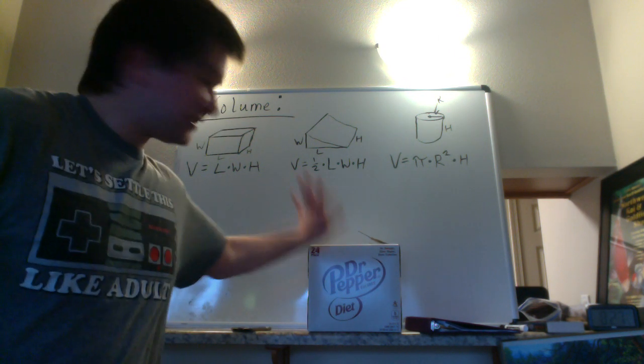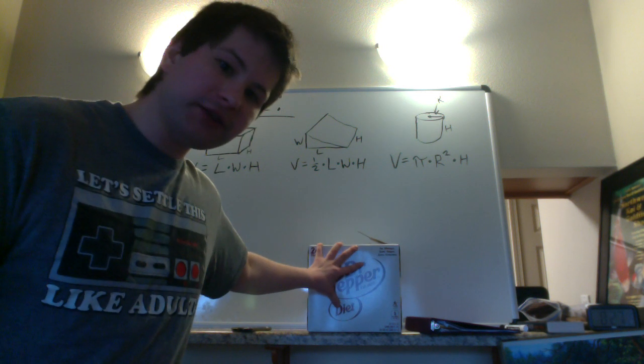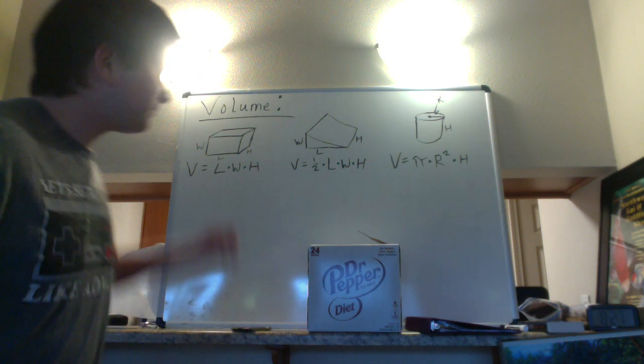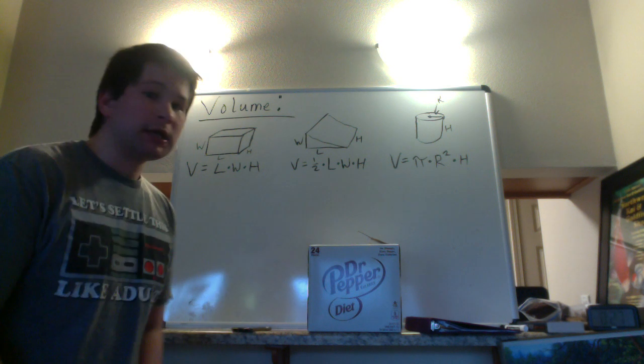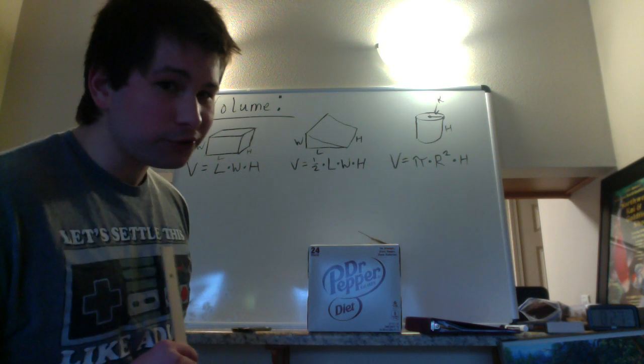So, here I have an example of a rectangular prism. I love my soda, so I'm going to go ahead and find the volume of this rectangular prism. If you need a reminder, it's up here. The formula for volume is length times width times height. I'm going to use centimeters because why not? And we're going to record the results.